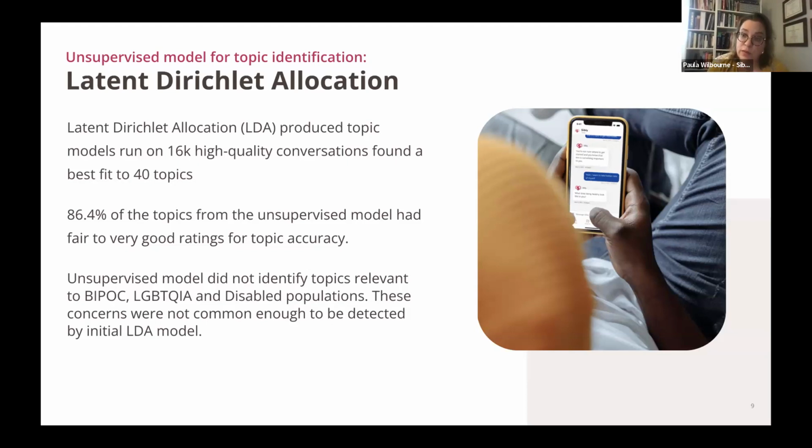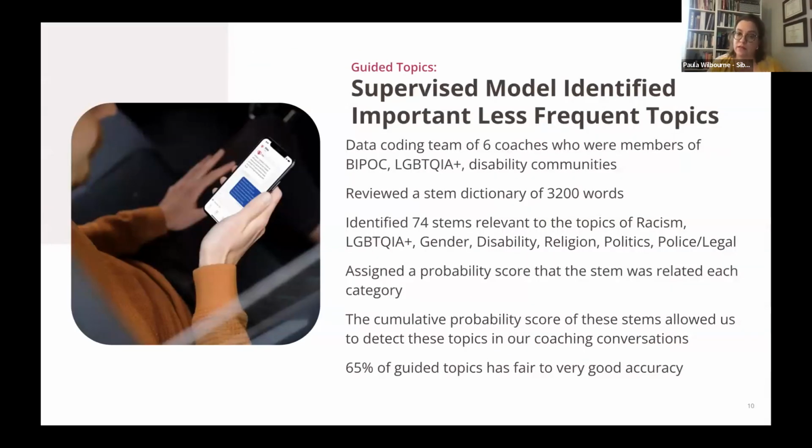Unfortunately, in those 40 topics, we did not identify topics relevant to the diverse populations we serve. They weren't common enough in the data to be detected by an unsupervised model. Unsupervised models mean you're running your analysis on kind of raw data and seeing what the model comes up with. So our next step was to use a supervised model that allowed us to identify important but less frequent topics. When you use a supervised model, it means you're annotating your data in some way that you're feeding into your model.